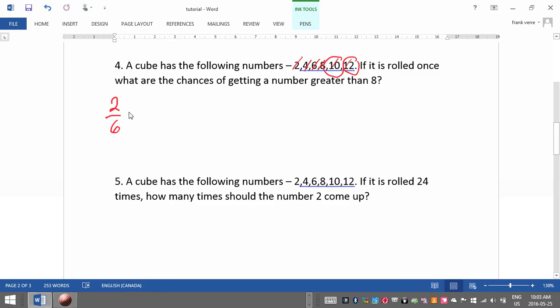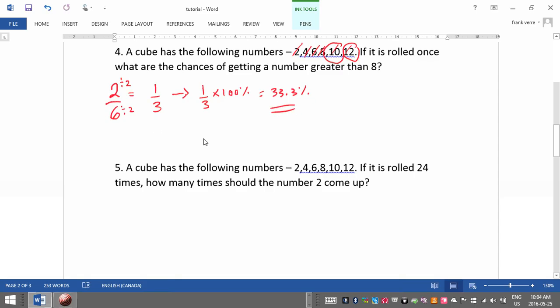Now 2 in 6 is the same as 1 over 3. If we divide 2 by 2, divide 6 by 2, because whatever you do at the top, you do at the bottom. Then 2 divided by 2 is 1, and 6 divided by 2 is 3. Now, on your calculator, 1 over 3 times 100%, if you want it as a percentage, is 33.3%.